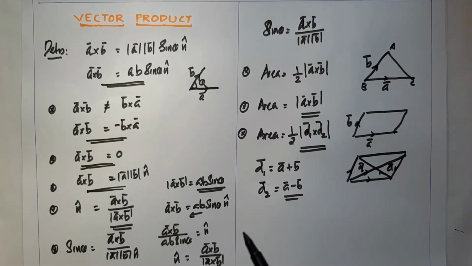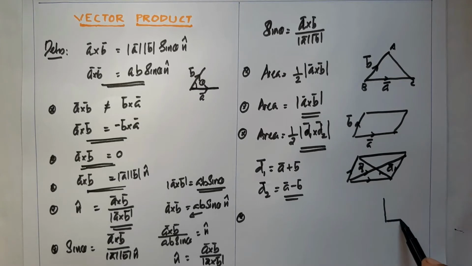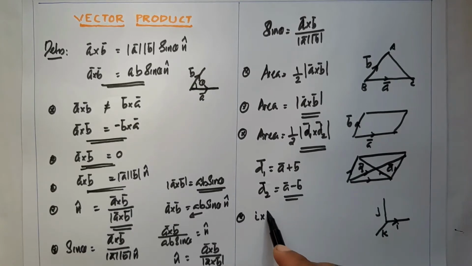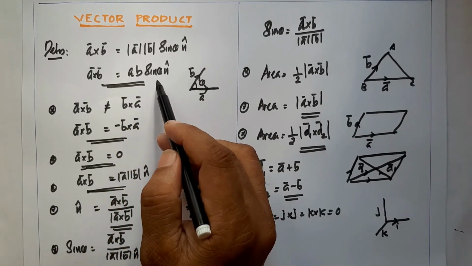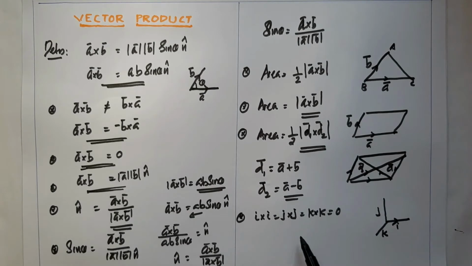Okay, now if vector i, vector j, vector k are the unit vector triads along x, y and z axis, then i cross i is equal to j cross j is equal to k cross k is equal to 0. Because you know i cross i is mod i into mod i into sine of the angle between them, which is 0, and sine 0 is 0. But it is different when we take different unit vectors, we use a rotation.